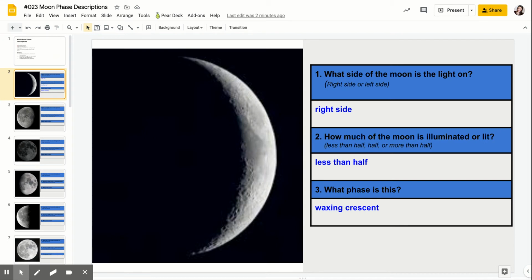So there you have a moon phase or a lunar cycle, and the first question says, what side of the moon is the light on? And then I even tell you, is it right or left? And you guys are like, oh, it's on the right side. Okay, so again, focus on the light.